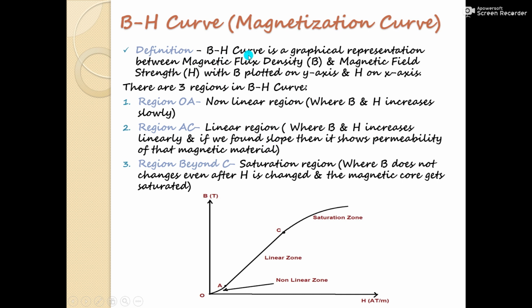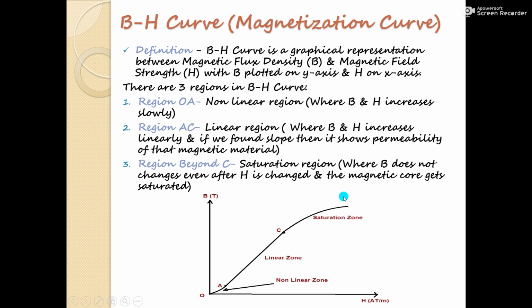BH curve is the graphical representation between magnetic flux density capital B and magnetic field strength capital H, with B plotted on the y-axis and H plotted on the x-axis. Now you will see in the diagram there are three regions in the BH curve. Region OA is known as the nonlinear region, region AC is known as the linear region, and beyond point C you will see there is a saturation region.